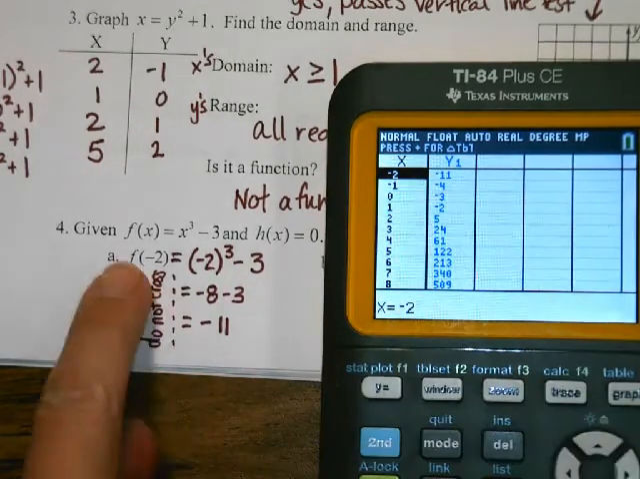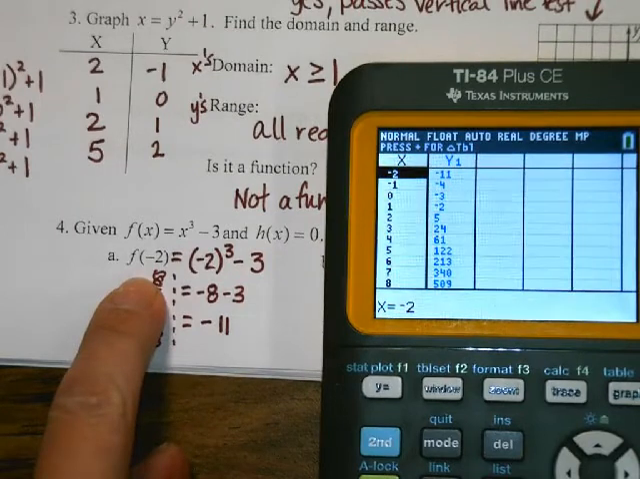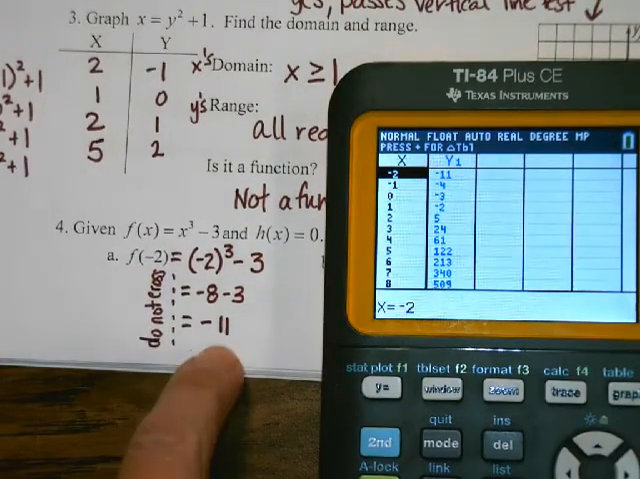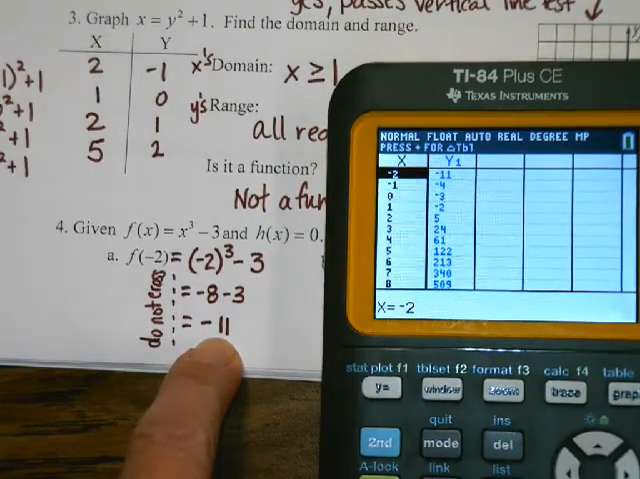So this says, what is my function? What is my graph doing at -2? Its other ordered pair is -11. Okay, questions on that?